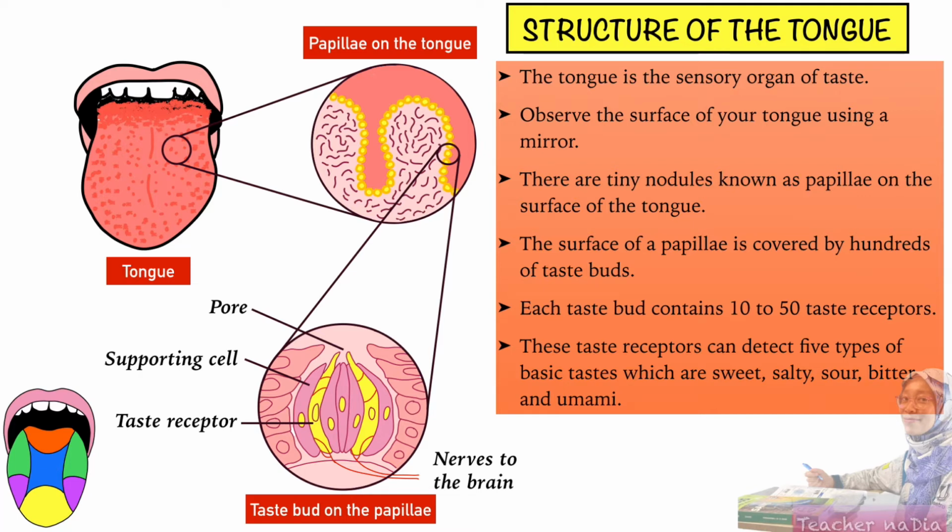If you observe the surface of your tongue using a mirror, you can see there are tiny nodules known as papillae on the surface of the tongue. The surface of the papilla is actually covered by hundreds of taste buds. Each taste bud contains 10 to 50 taste receptors, and these taste receptors can detect 5 types of basic taste, which are sweet, salty, sour, bitter, and umami.